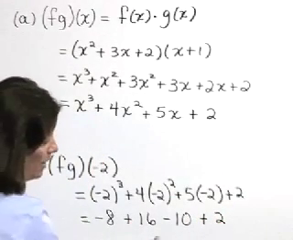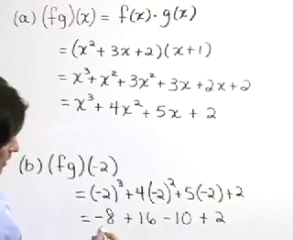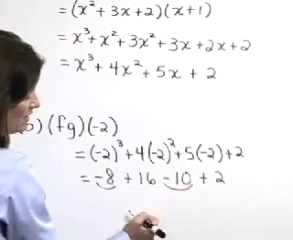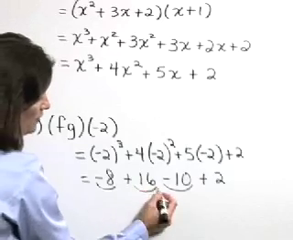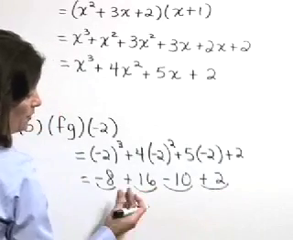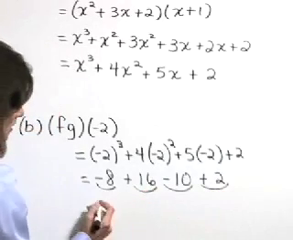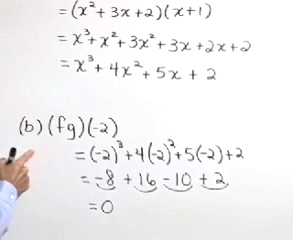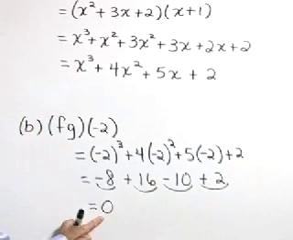Now as we combine these terms, notice we've got a negative 8 and a negative 10. That's a negative 18. We have a 16 and 2. That's positive 18. And those combine to 0. So in part B, f times g of negative 2 is equal to 0.